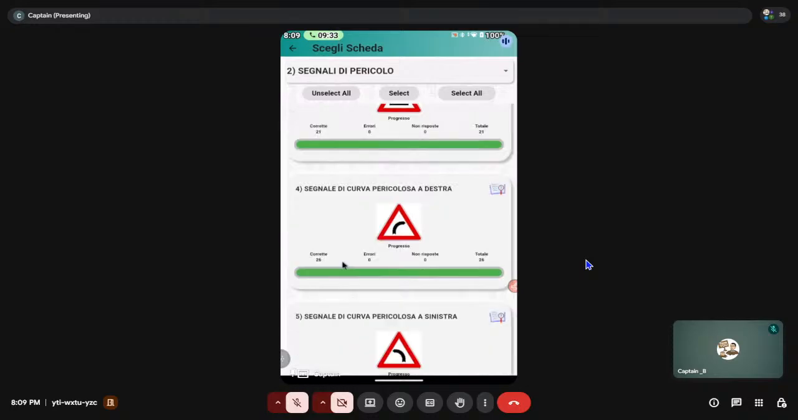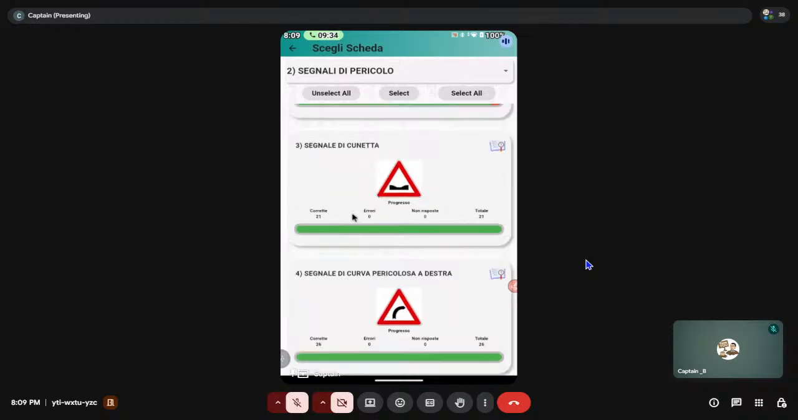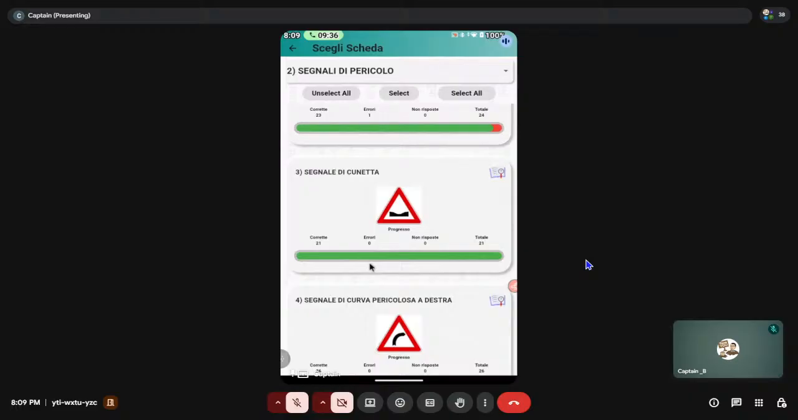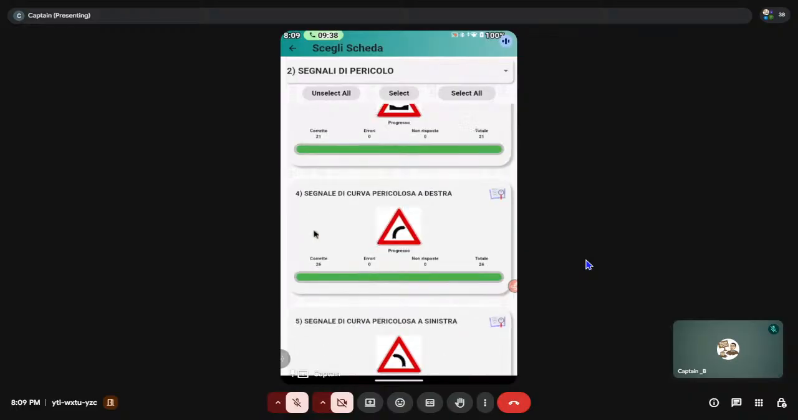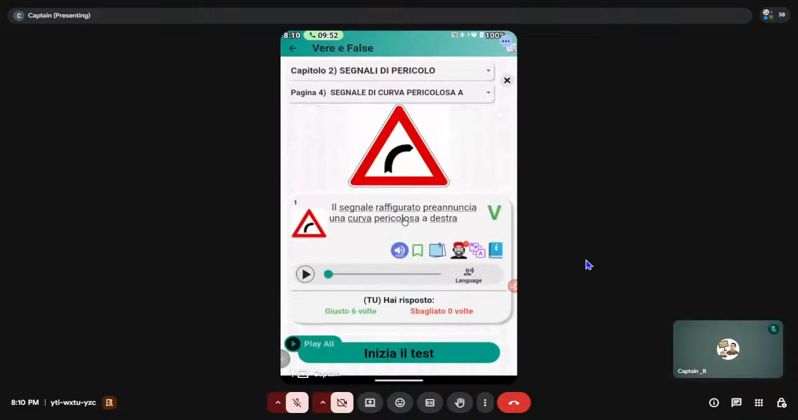Good. So in our previous class, we stopped in chapter 2, right? So today we're going to be starting from chapter 4, talking about the segnale di curva pericolosa a destra, the sign of a dangerous curve to the right. Okay? So pay attention, look at the picture. Let's play number 1.